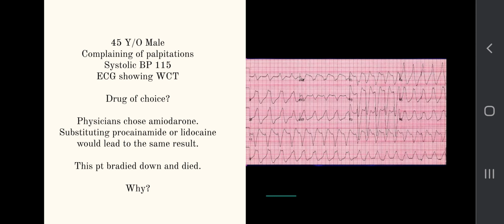We've got another case here, a real case, a 45-year-old male complaining of palpitations. His systolic blood pressure was 115, and the ECG was showing very wide complex tachycardias. If you're looking at this, what would you think your drug of choice would be? The physician here chose amiodarone. Substituting procainamide or lidocaine would lead to the same result. This patient bradyed down and died.